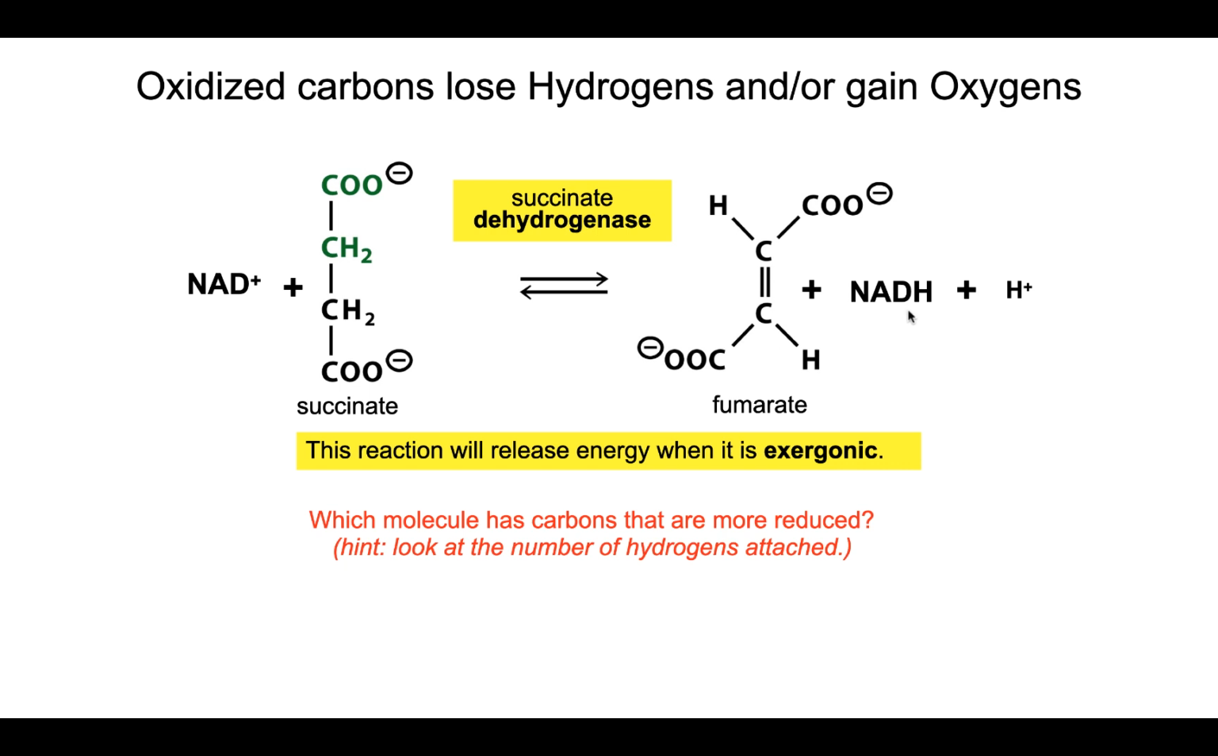Now, enzymes that catalyze such reactions, where we are stripping electrons off of an organic molecule and giving them to NAD+, these are called dehydrogenases. So take out that list of enzymes that you're keeping track of and add dehydrogenase to that list. All right, so also be able to look at two organic molecules and figure out which one is the more reduced and which one is the more oxidized.